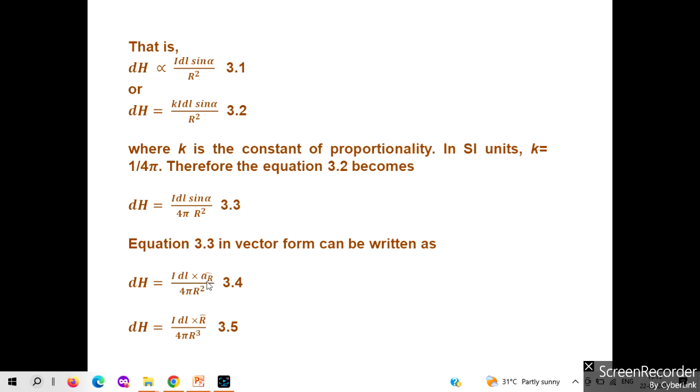So if we just expand a_r cap, we know we have a formula where a_r cap equal to R bar by modulus of R. So if we just substitute it, we have the differential magnetic field dH equal to Idl cross R bar by 4 pi R cube. Now this is about the Biot-Savart's law, where I have explained the Biot-Savart's law in terms of the scalar form and in the vector form.